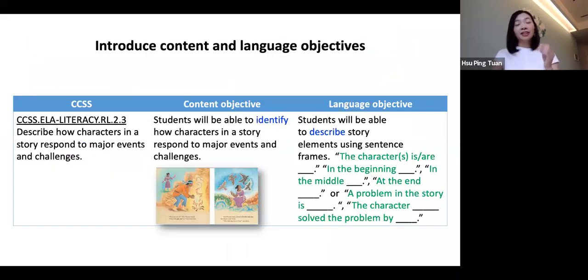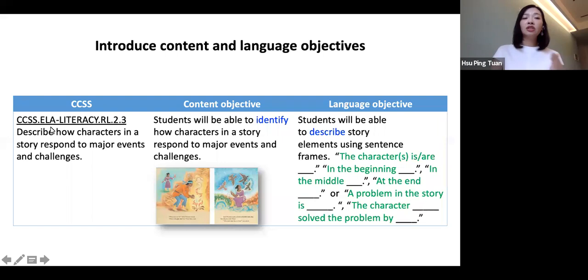So remember that for content-based instruction, we're helping our students to improve both their content knowledge and also their English, right? So when we design the lesson, we need to think about both the content objective and language objective. But how can we design content and language objectives? Then you will need to go back to the standards that your government asks you to follow. So for me, because I'm helping my students prepare for exams that are aligned with the Common Core State standards, I go to the Common Core State standards.